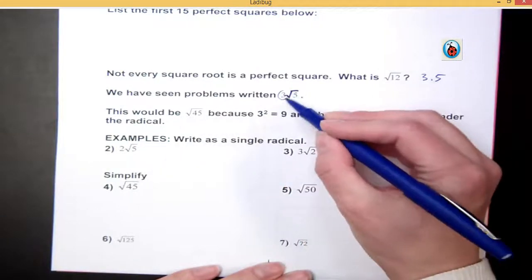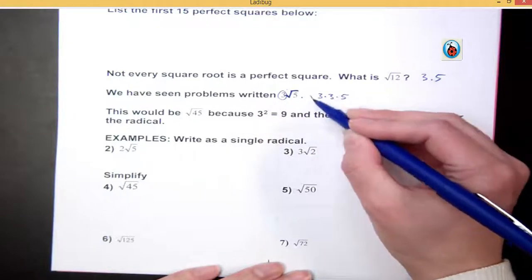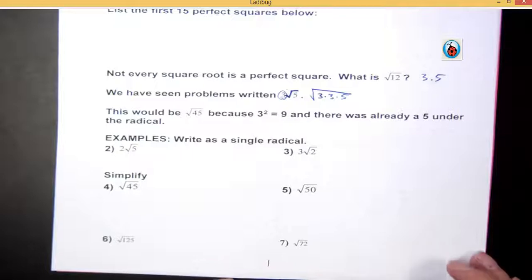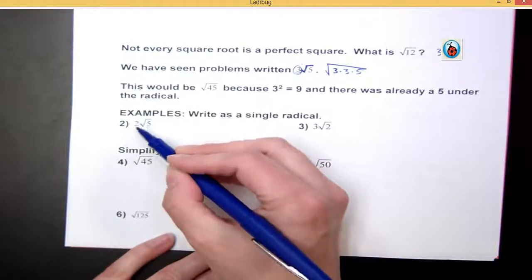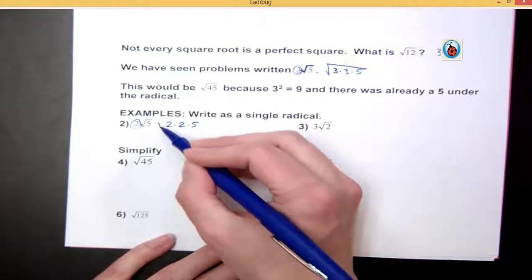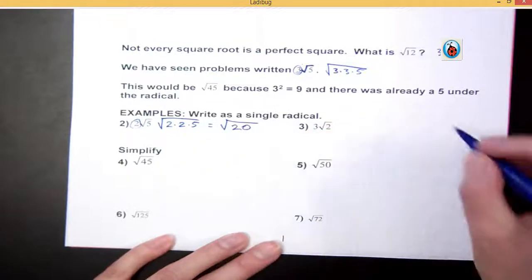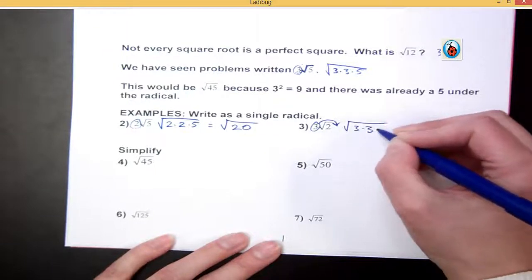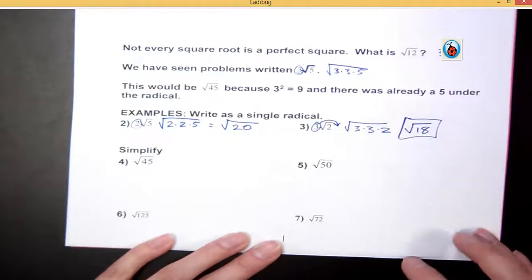So what we did is we took this 3 and squared it to make it 3 times 3 times 5 inside the radical. If something outside is going inside, we have to square it, because that's the opposite of square root. This isn't something you usually do in math. Usually we simplify. But if we did this, 2 outside, going inside the square root, becomes 2 times 2 times 5, which if we're expanding it like that, would become square root of 20. 3, if we're going inside, would become 3 times 3 times 2, which is square root of 18. So that's just to help you understand how this works.